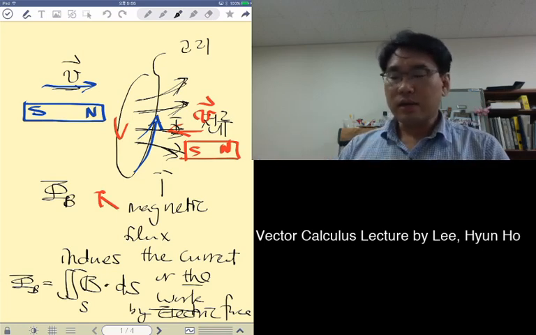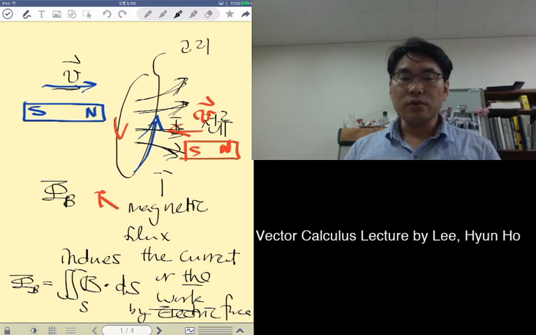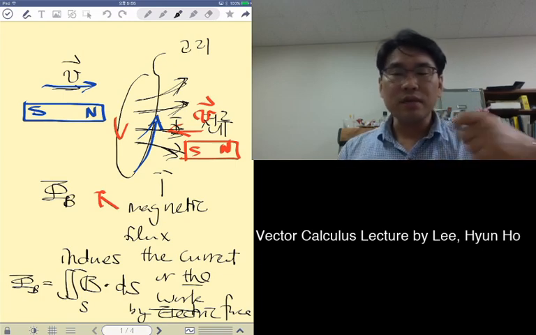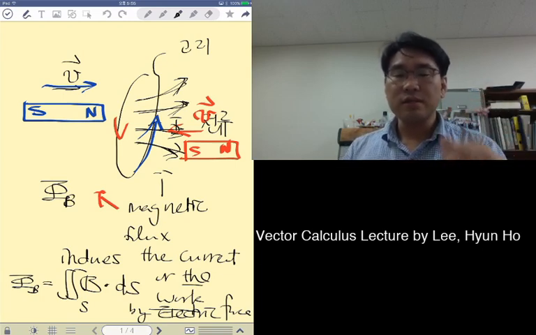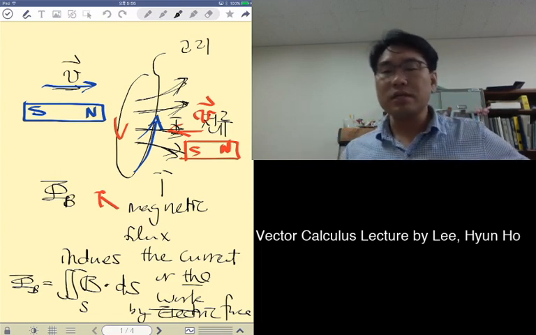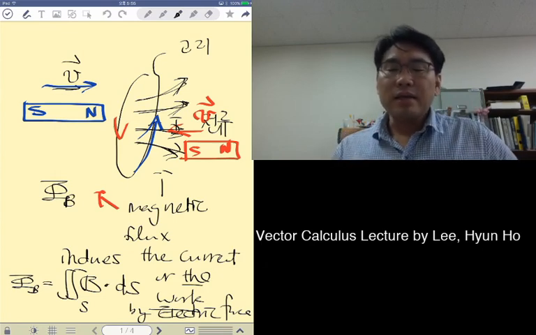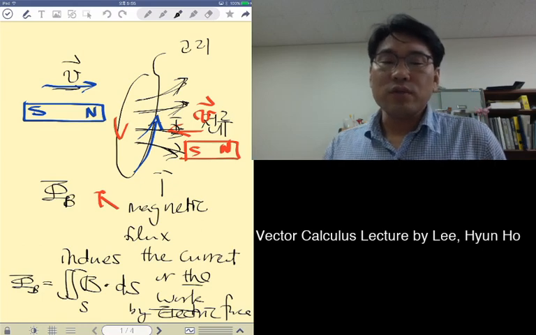Now, then he observed that there was a current, right? There was a current observed. So we say that the time change of the magnetic flux is equal to this current. So this current actually is the energy which is done by the induced electric force.